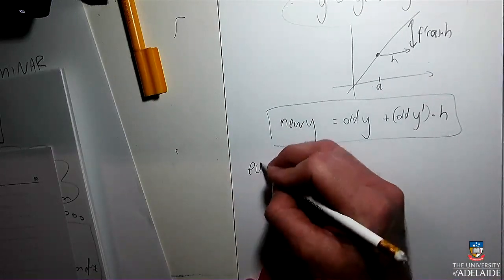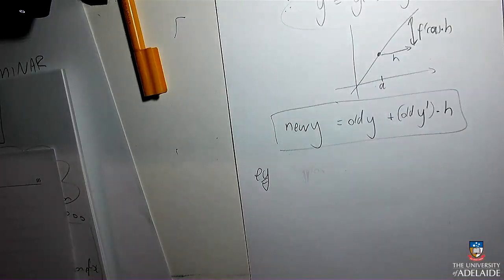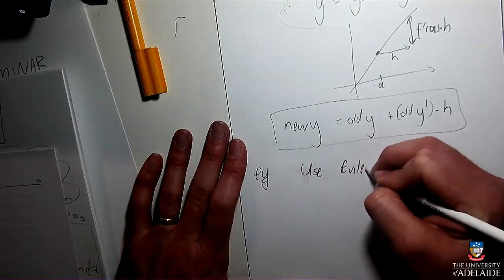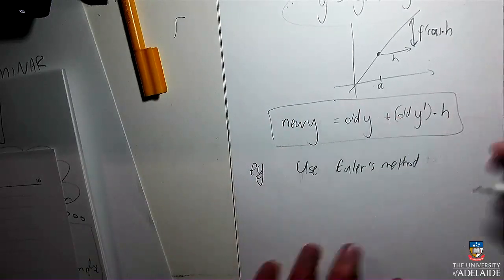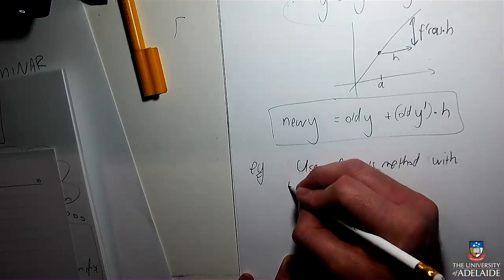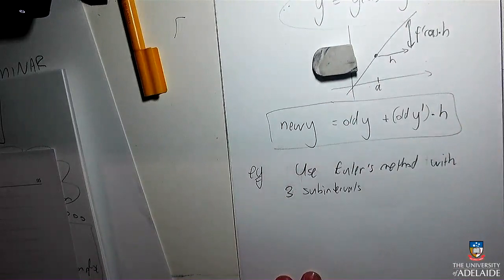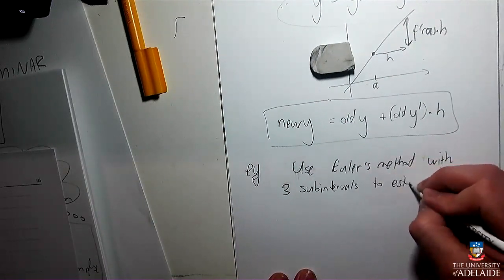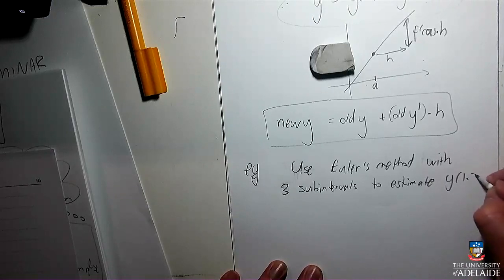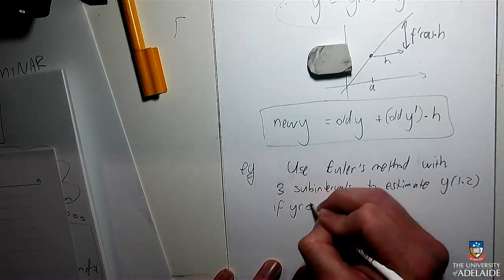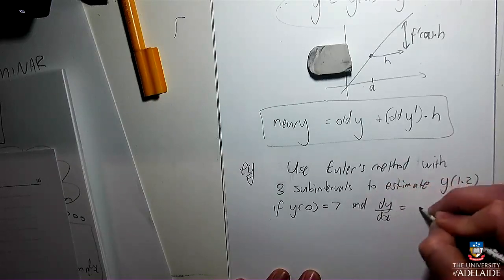So what that means is, I'm just going to look for the normal wording. Use Euler's method with, I don't know, 5 subintervals. I don't really want to do 5 because I don't have time. 3 subintervals to estimate y of 1.2 if y of 0 is, say, 7, and dy on dx is x plus 3y.